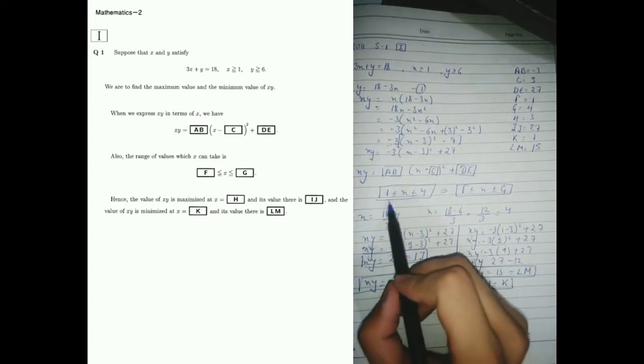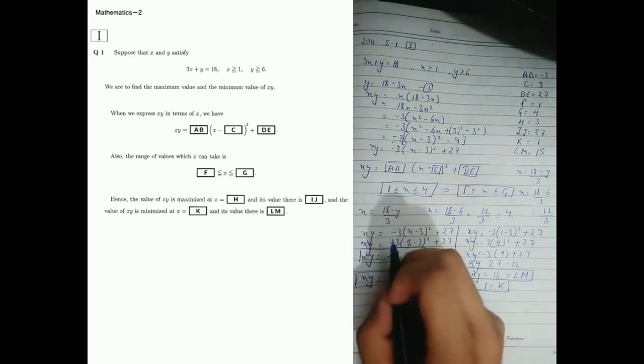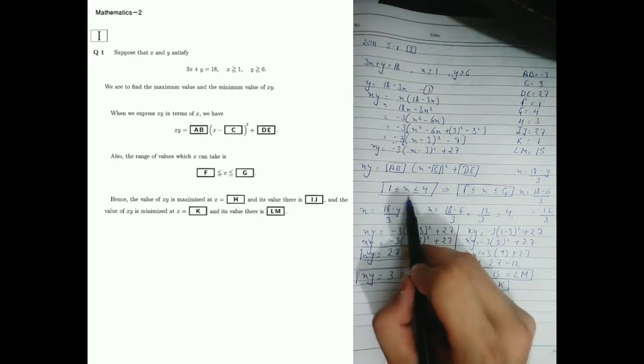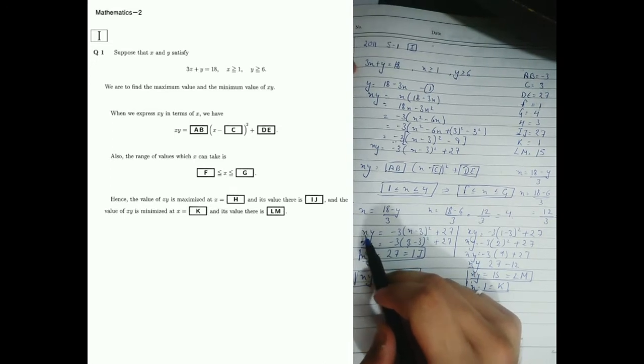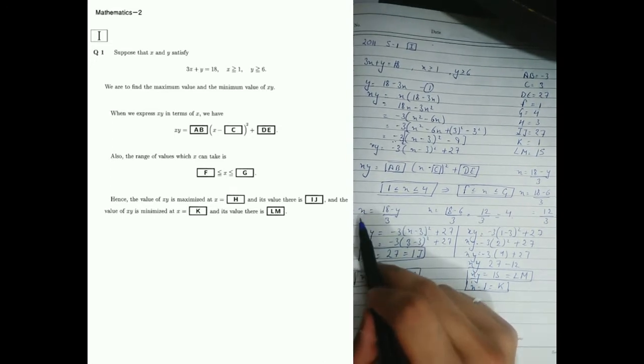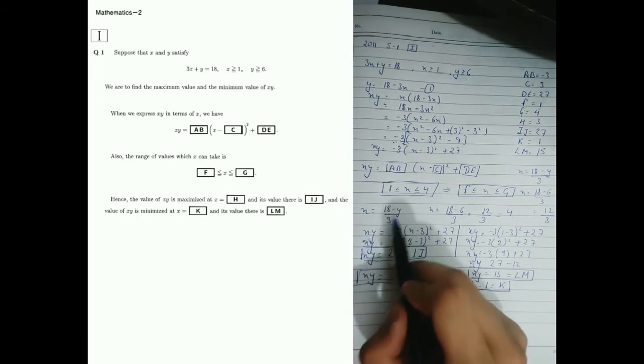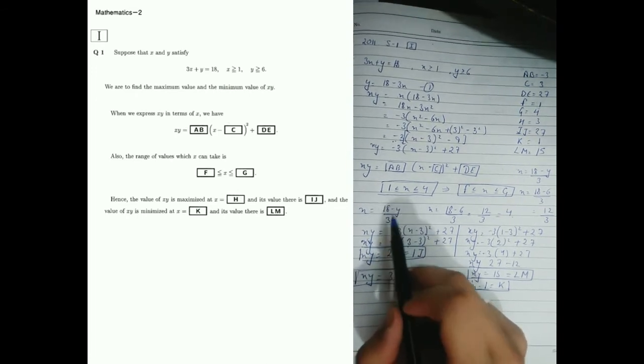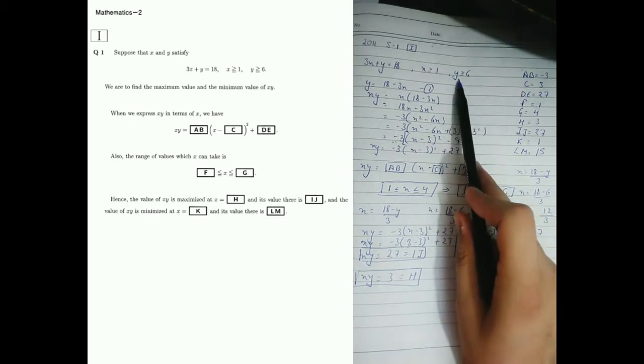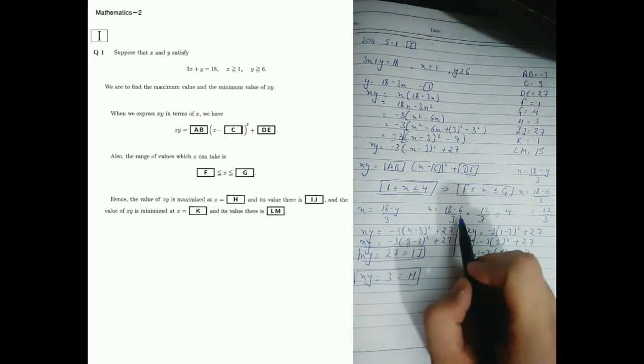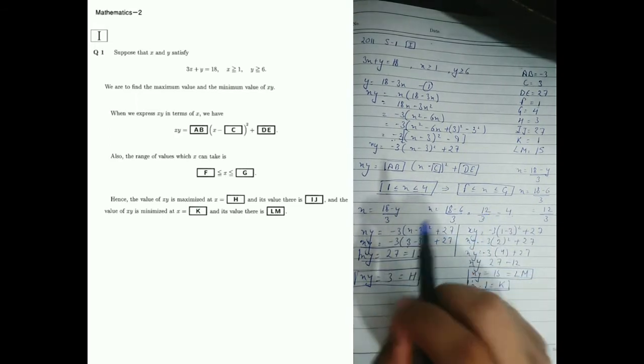So next we have to find the range of x. So as we all know that x is greater than or equal to 1, so the minimum value of x is 1. So now in order to find the maximum value of x, we'll get the value of x from the first equation, which is 3x plus y is equal to 18. So x is equal to 18 minus y by 3. So as you all know that y is greater than or equal to 6. So we'll put the value of y here. 18 minus 6 by 3, which comes out to be 12 by 3 is 4. So the maximum value of x is 4.